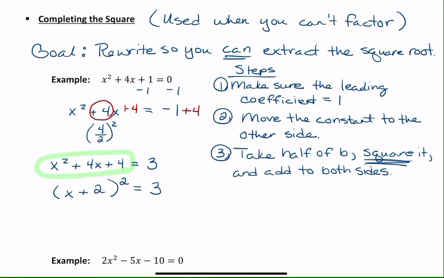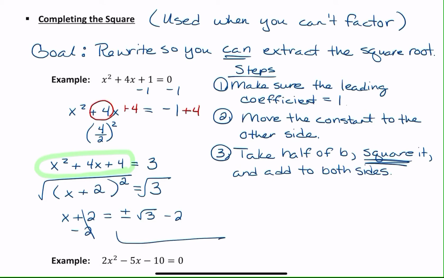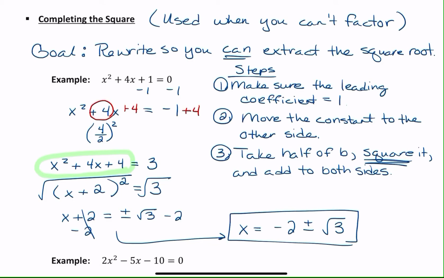And then once you have that, we can extract the square root like we did in the last section, which gives us x plus 2 equals plus or minus square root of 3. Then you get x by itself by subtracting 2. So x equals -2 plus or minus the square root of 3, or you can leave it plus or minus square root of 3 minus 2. It'll take either form. So that is completing the square.